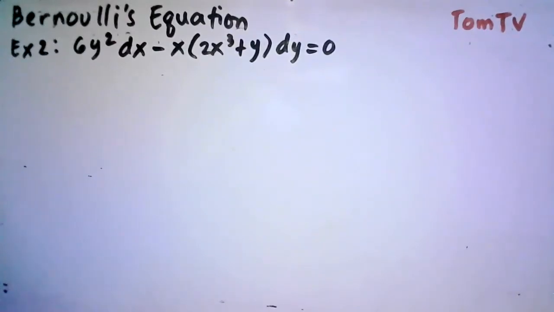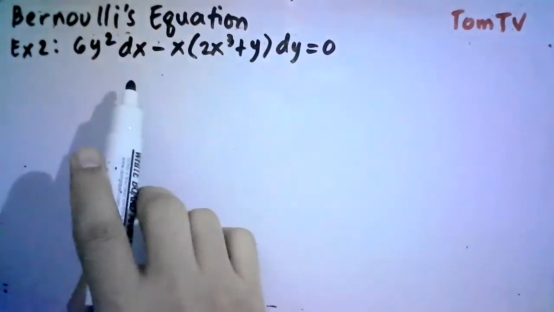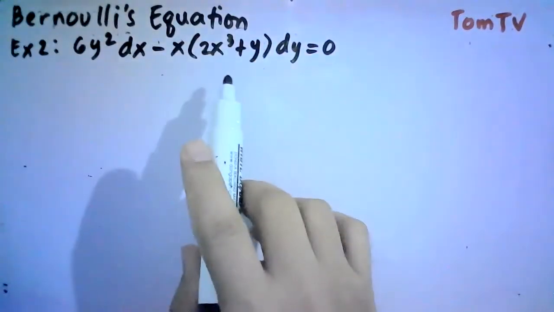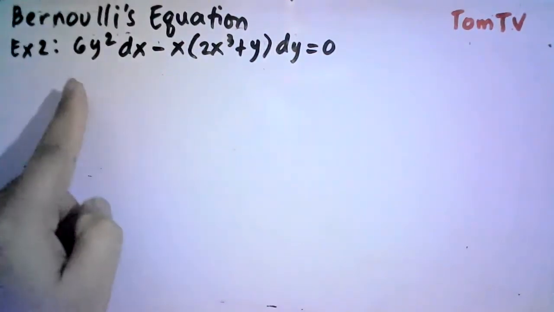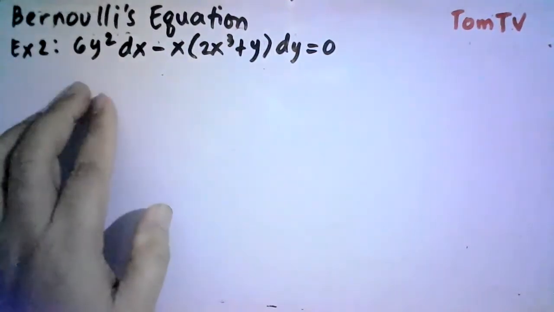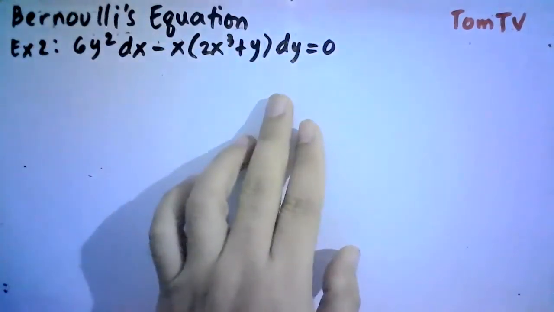This time we will have another example. We have 6y squared dx minus x times 2x cubed plus y dy, that is equivalent to 0. Now this time, if you have noticed, 6y squared dx is simpler compared to dy.